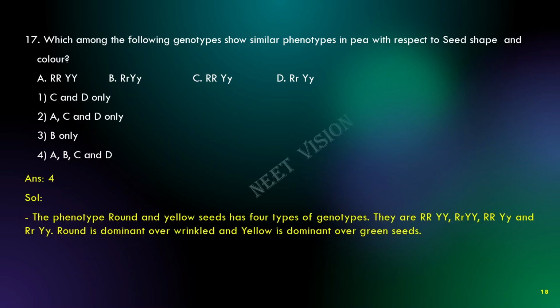The phenotype round and yellow seeds has four types of genotypes. They are RRYY, RRYy, RrYY and RrYy. One genotype, capital R, small r, capital Y, is not mentioned there, but in the explanation I have given, B and D are the same. Anyhow, it is A, B, C, D.